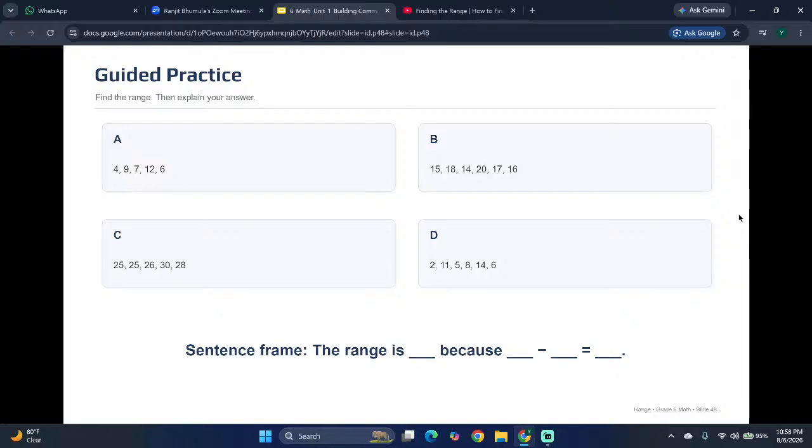Here is a sentence frame for how you can write the range. The range is blank, because blank minus blank equals blank. This is how you're going to write your answer using this sentence frame.